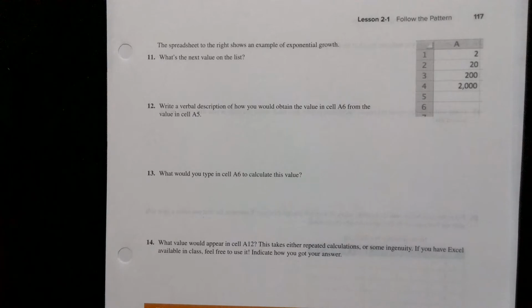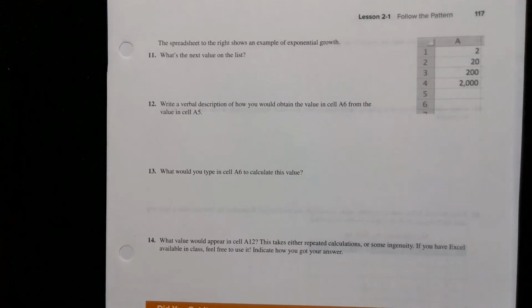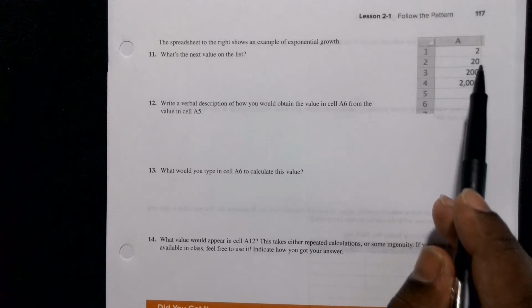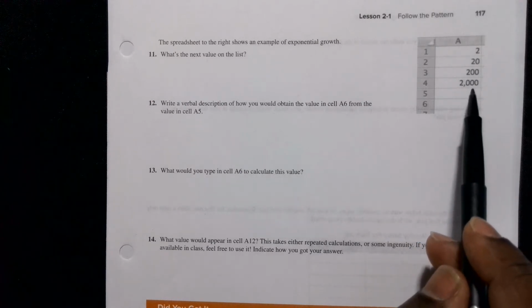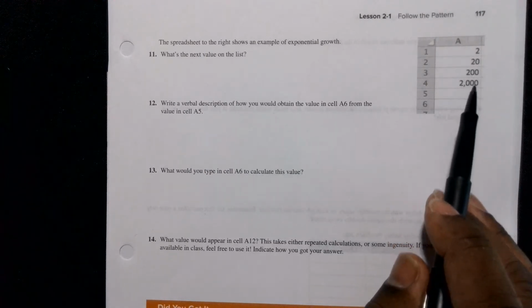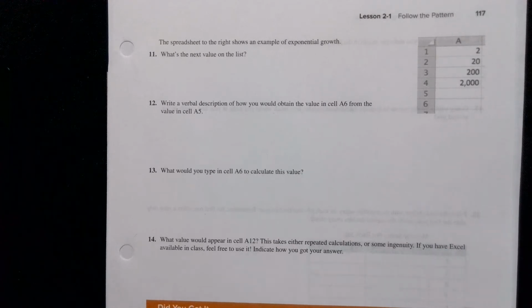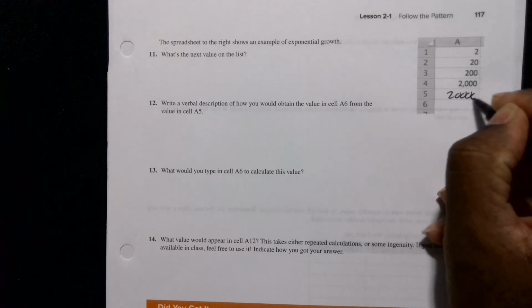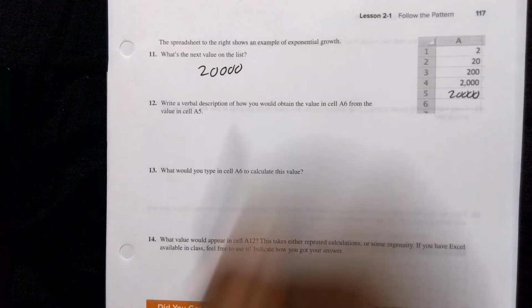Now we go here to problem 11. It says, what's the next value on the list? Okay, now if we look here, we have 2, then we have 20, then we have 200, 2,000. The next value on the list, if you notice, it seems as though everything is being multiplied by 10. So the next value on the list should be 20,000.